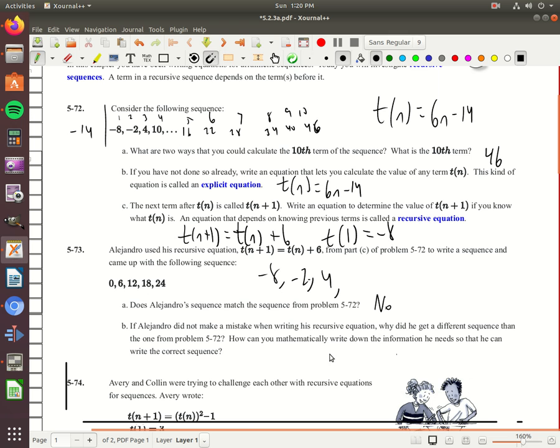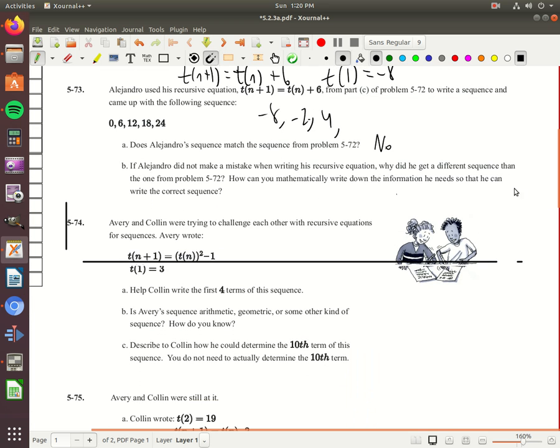So if Alejandro did not make a mistake using a recursive equation, why did he get the different sequence? Because he didn't have a starting point. So that's what we need to do, is go correct that. So let's go ahead and take a look then at some of these recursive sequences, and let's see if we can make sense out of them, because like I said, I know a lot of kids get frustrated with these, but they're really pretty simple.